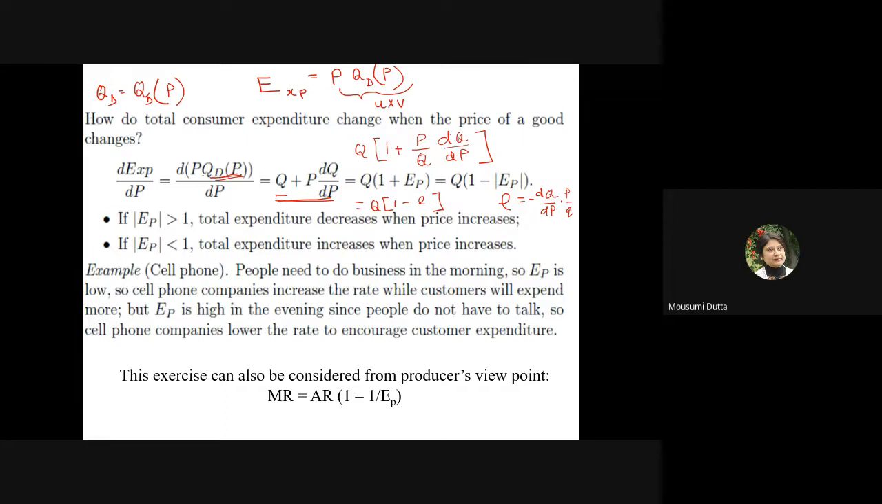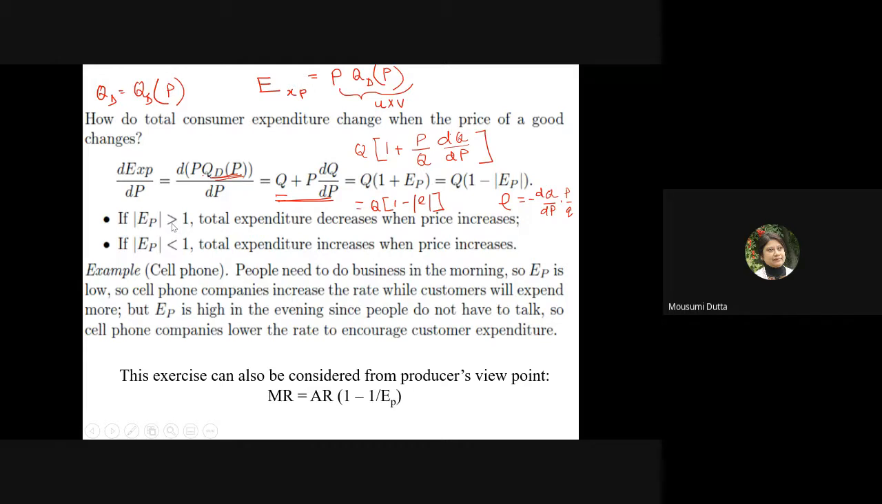Okay, and if I explicitly write E, in that case, this minus sign basically makes it the absolute value of elasticity that we are indicating. So if I do some fine tuning, I can write the equation as Q into 1 minus mod E. Now, if mod E, this value, is greater than 1.